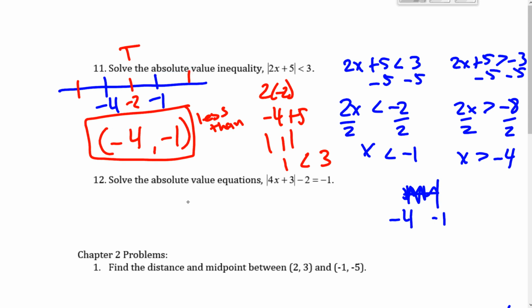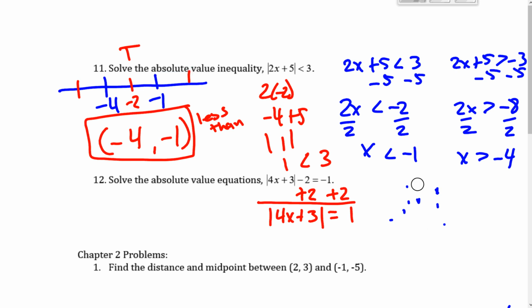Okay, solving an absolute value equation again. So on this, we want to get the absolute value by itself. The last one was already by itself. So since something's being subtracted from the absolute value, you want to go ahead and add 2 to both sides first. And if something's being multiplied, then you want to divide. So we want to get the absolute value by itself first. Equals +1 now. Okay, so now that's by itself.